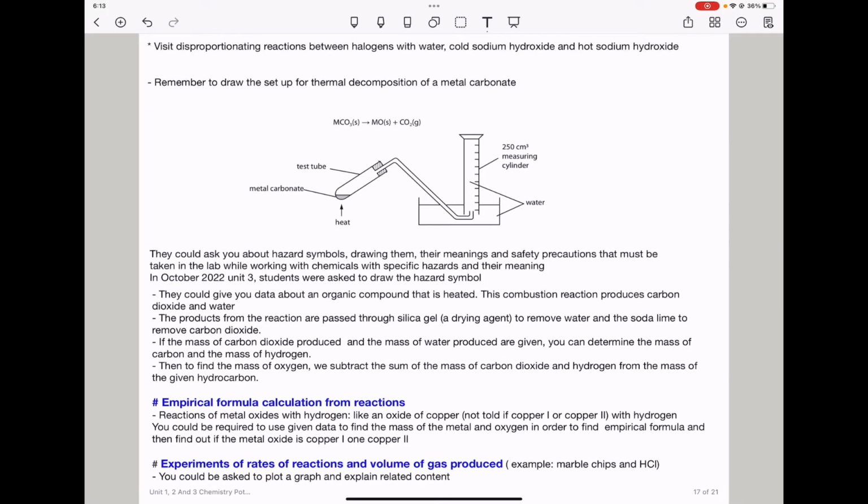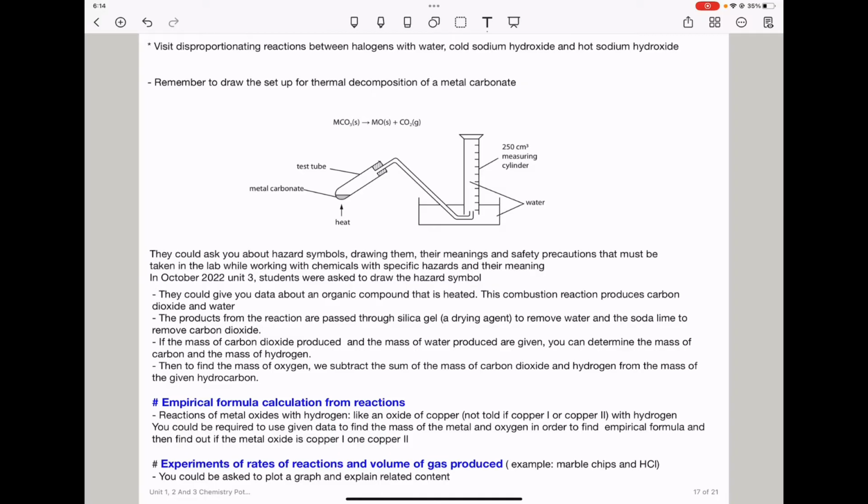Please visit empirical formula calculations from reactions, like reactions of metal oxides with hydrogen. There is an example of an oxide of copper, where students were not told if it's copper 1 or copper 2, and that was reacted with hydrogen. You could be required to use the data given to find the mass of the metal or oxygen in order to find the empirical formula and then find out the metal oxide, whether it's copper 1 or copper 2.